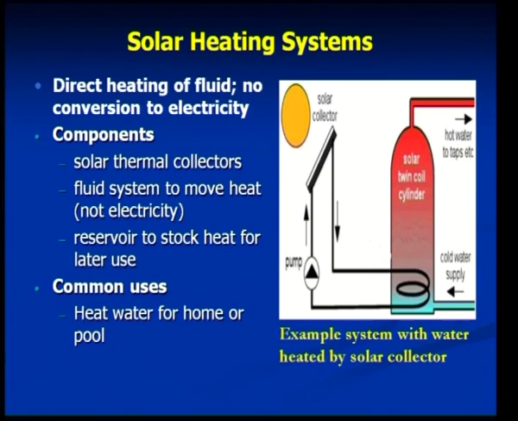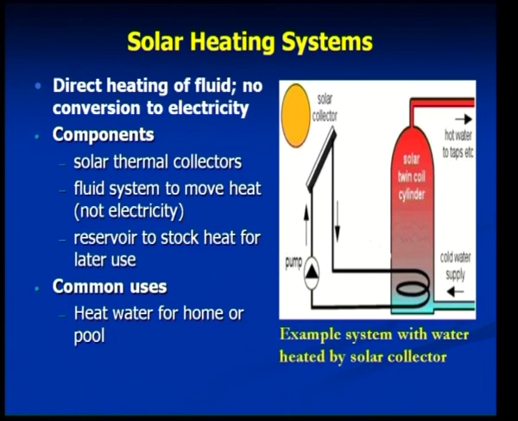Here is a classical example of a system showing how the solar collector is useful in heating water. This solar heating system is basically a direct heating of fluid, and there is no conversion into electricity happening in this thermal conversion process. The various important components of this solar heating system include the solar thermal collector, the one which primarily receives the energy from the sun.